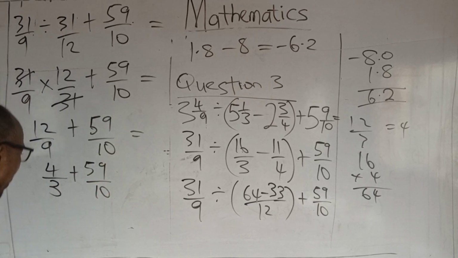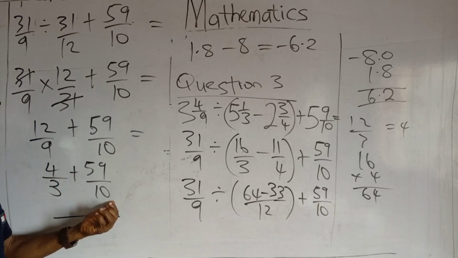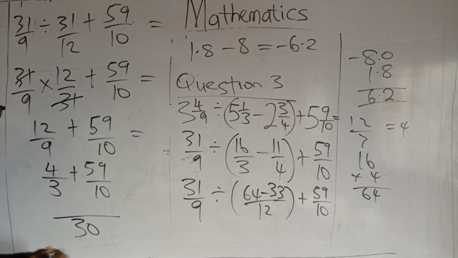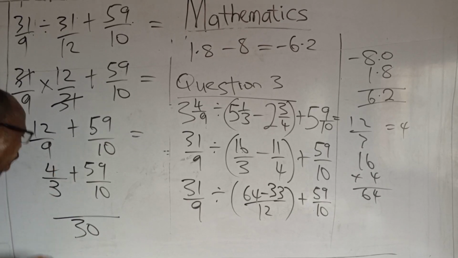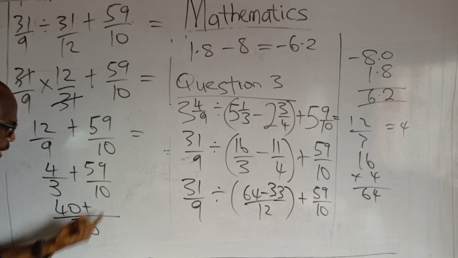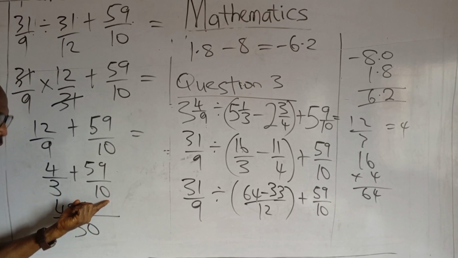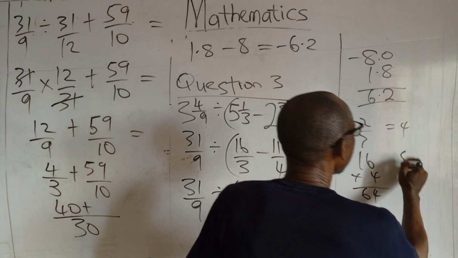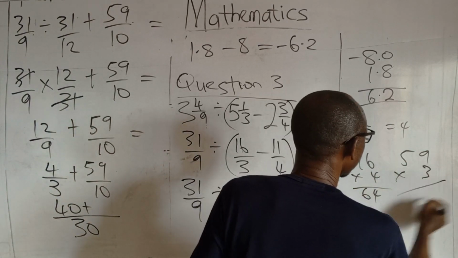So what next? We are going to look for the LCM. The LCM of 3 and 10 is 30. Now, 30 divided by 3, we have 10. And 10 times 4 gives us 40. Plus 30 divided by 10, you have 3. We're going to use the 3 to multiply 59. Now let's look at this here. 59 times 3.